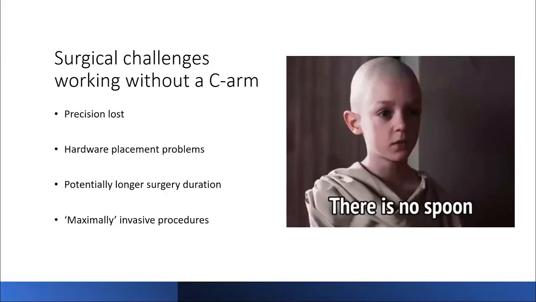And so, going by the previous slide, we can infer what the problems would be if there's no C-arm. Precision is lost. There are problems with finding the ideal location for implants. Sometimes, naturally, you would have a longer duration of surgery, and you may then have to resort to open procedures rather than the minimal access procedures.